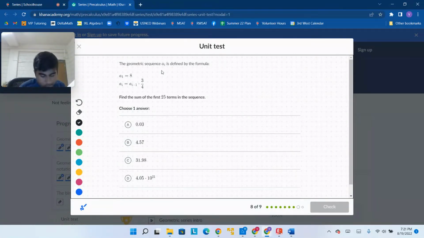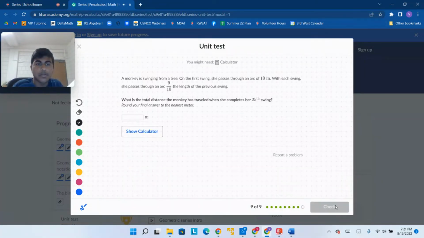And then you're going to do 3/4 to the 25th, 1 minus that, over 0.25. And then you multiply that by 8. And you get 31.98. And so that is our answer. And let's keep going.